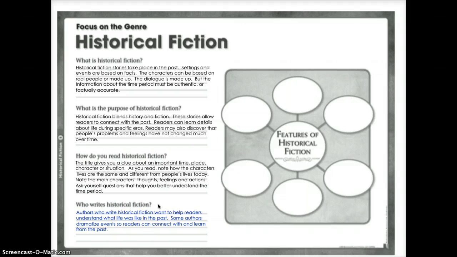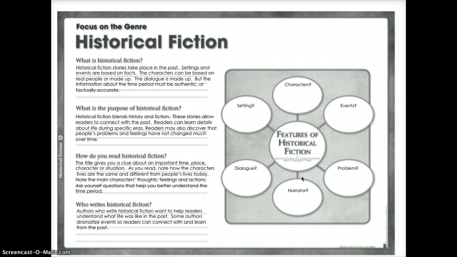So now let's look at these circles here. When we look at the features of historical fiction, I'm going to fast forward here, and I want you to think of 1, 2, 3, 4, 5, 6 circles here. When I'm done talking and I say pause the video, I want you to see what you can come up with when we think of the features of historical fiction.